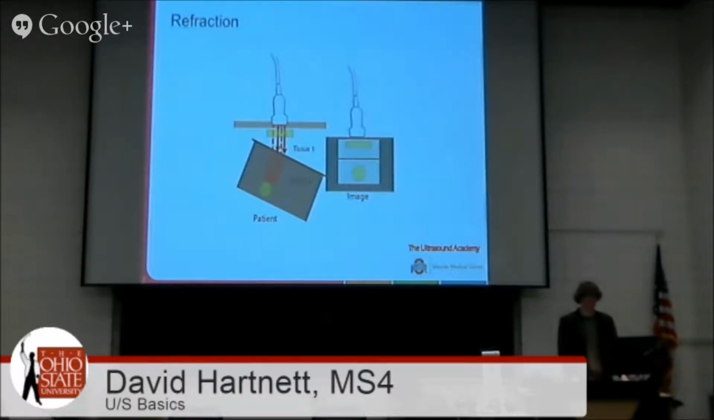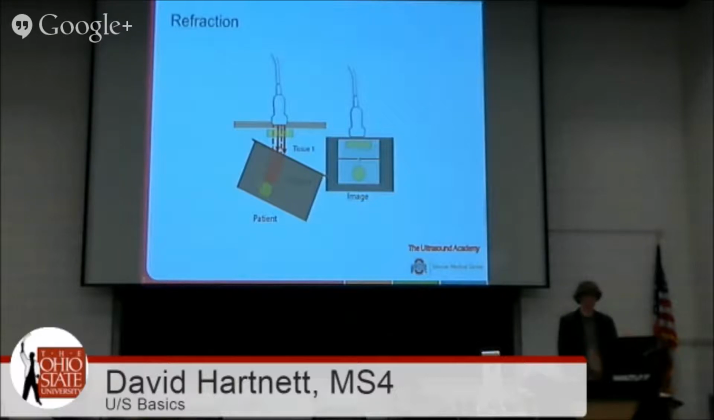If you're coming down and the propagation velocity in the second tissue is faster, your sound wave is going to bend. And then as it's reflected back, it's going to bend again. With the ultrasound machine, you can't tell what the wave did when it was out there. You can only tell when it comes back. So the machine is going to map it out as having been a straight line. That's an important thing to keep in mind.